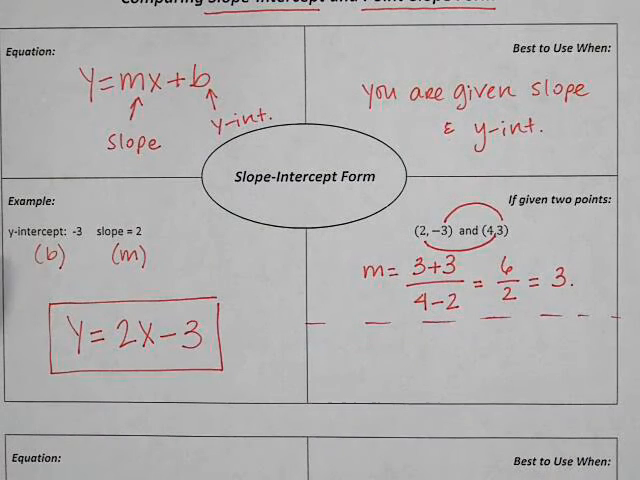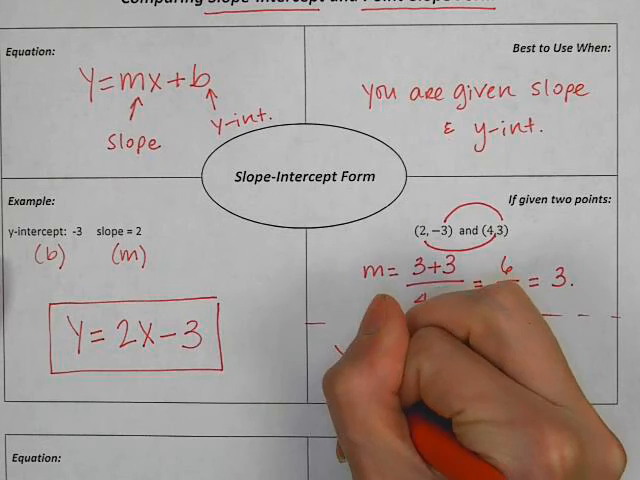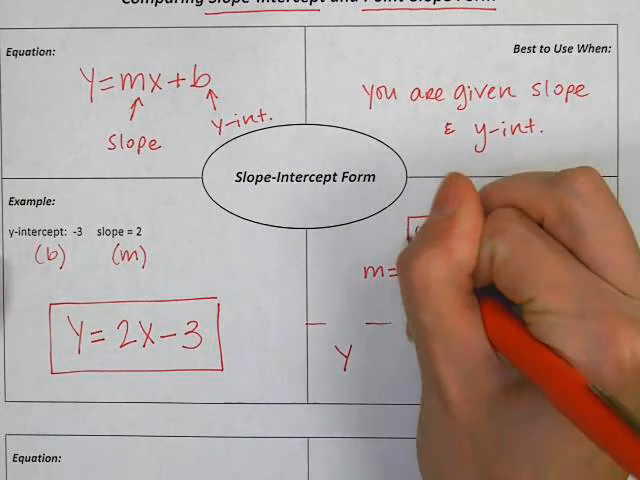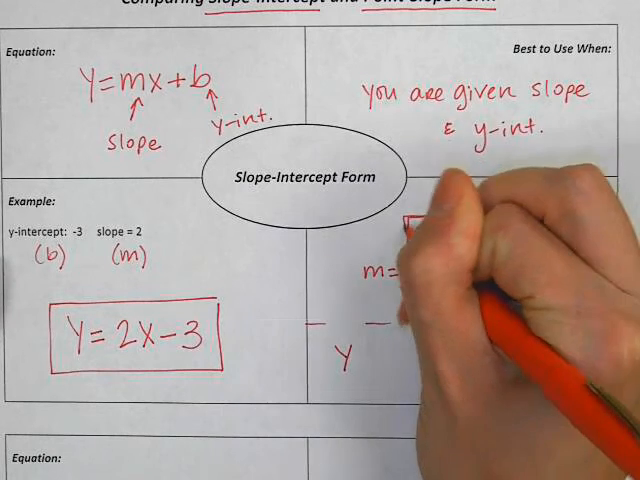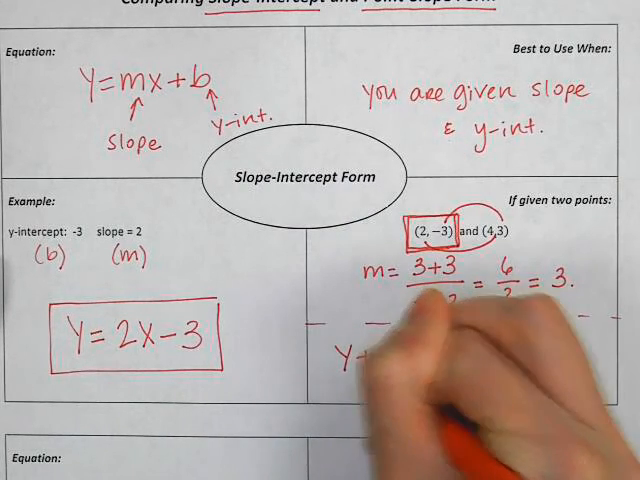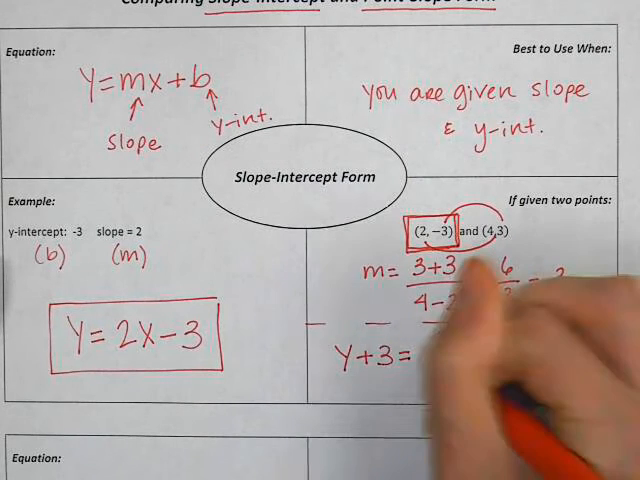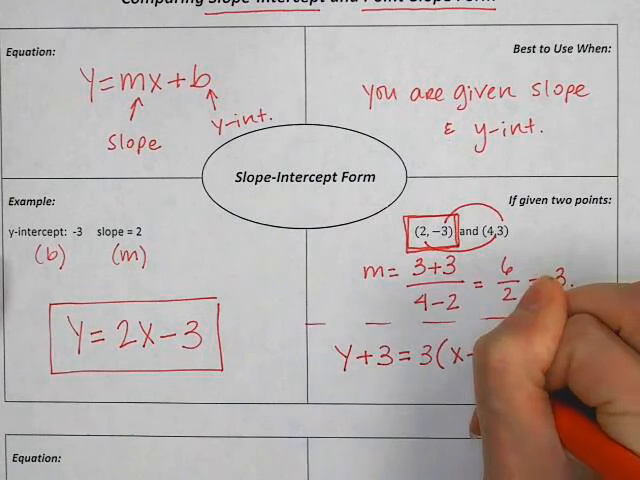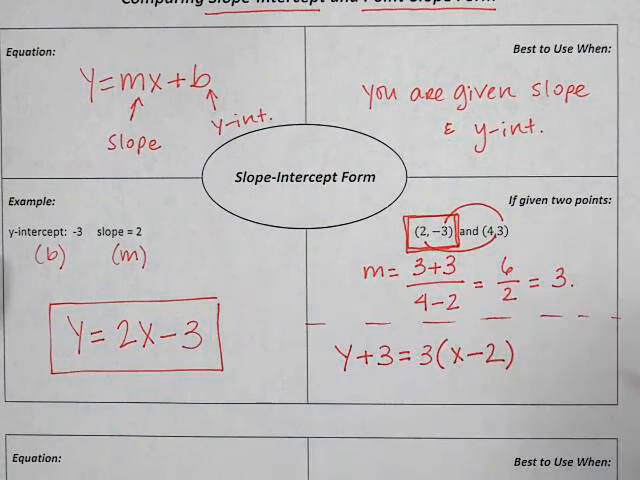Okay, so remember point-slope is y. We're going to pick one of these points. I'm going to pick the first one. It's y minus y1, so y plus 3 equals m, which is 3, times x minus x1, which is 2.